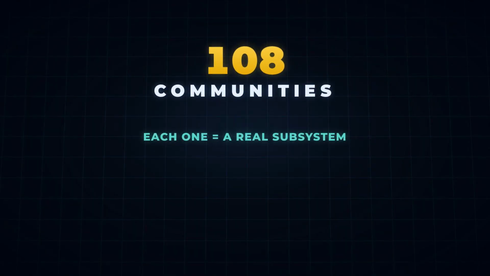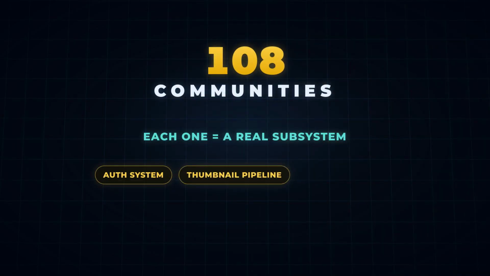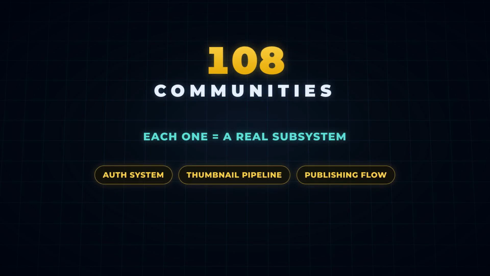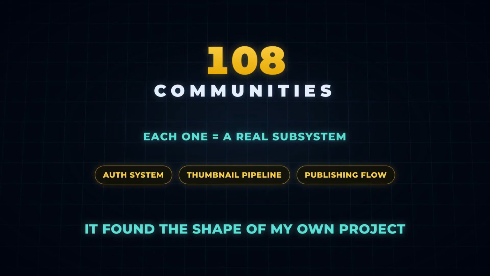And here's the part that got me. Those weren't random. Each community was an actual subsystem of my app that I built. The auth system, the thumbnail pipeline, the publishing flow. It found the shape of my own project without me telling it anything.